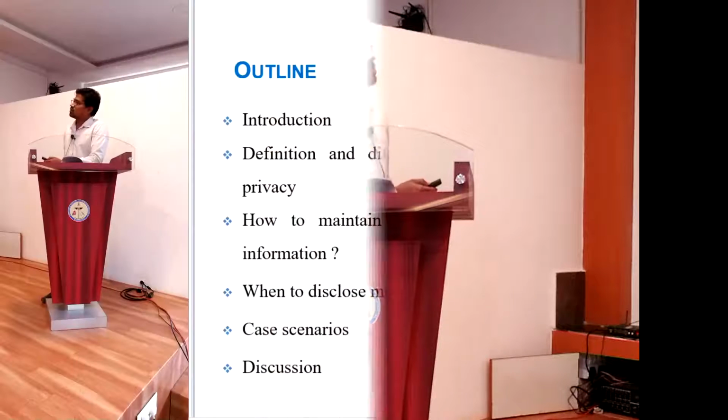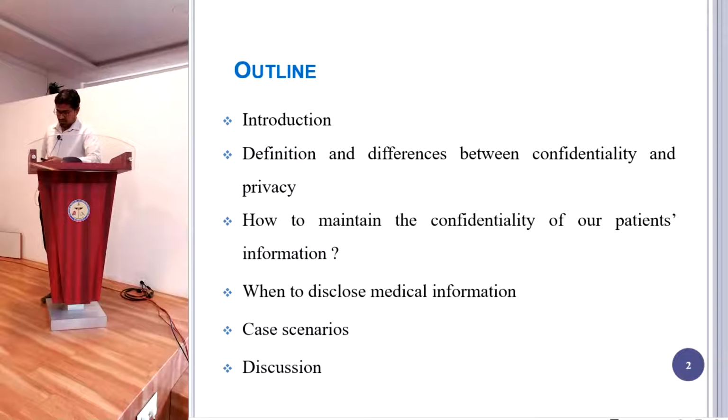So this is the outline of this session. First I will brief the introduction, definition and difference between confidentiality and privacy, how to maintain the confidentiality of our patient's information, when to disclose the medical information, case scenarios and brief discussion.